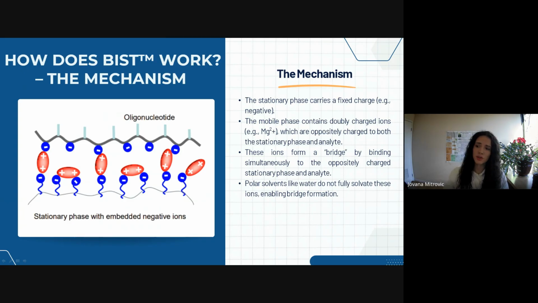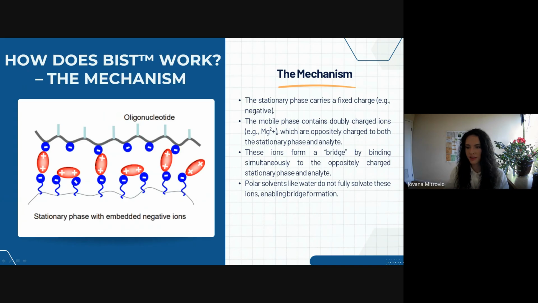But when we introduce a doubly charged cation, for example, magnesium, it binds simultaneously to both surfaces, forming a kind of ionic bridge. And this bridge stabilizes the interaction and controls how strongly the analyte is retained on the column. Polar solvents, like water, solvate these ions, which helps control the bridge. Solvating the ions helps disrupt the bridge.